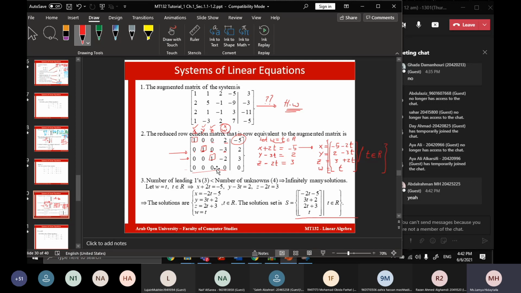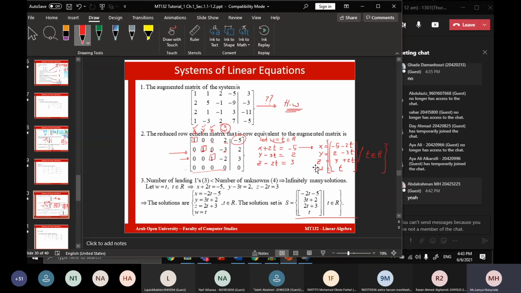Okay, how can I proceed? I find the columns that have no leading one. This corresponds to the variable w, so I will assume any real value for this w, and depending on this value I can get the solution. Okay, so we say let w equal any real number t, so the solution is this. Or else x equals this.